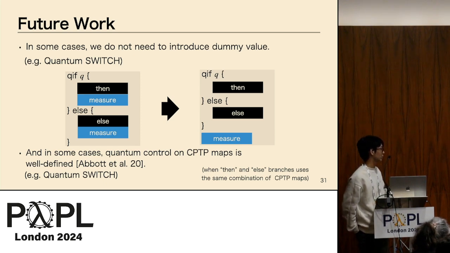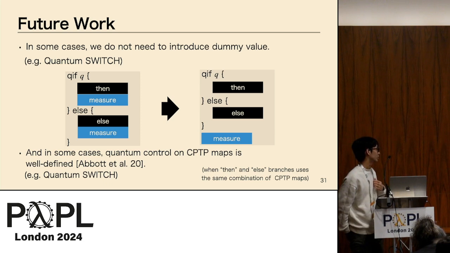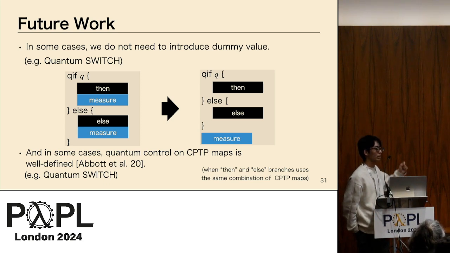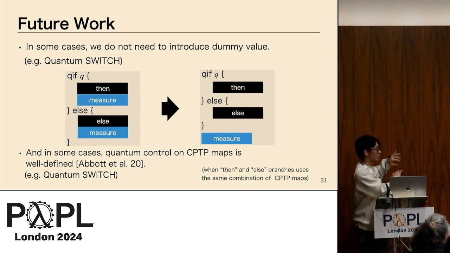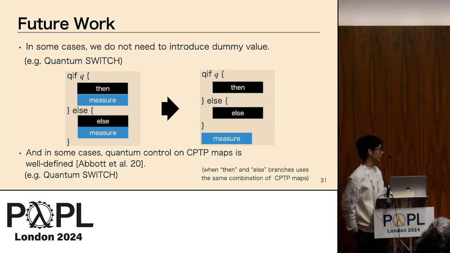There's also a special case in Abbott et al.'s work, where they observed that in a case where the then branch and else branch consist of the same channels, we can change the order. In that case, the semantics is unique. So we want to observe any relation between these special cases.